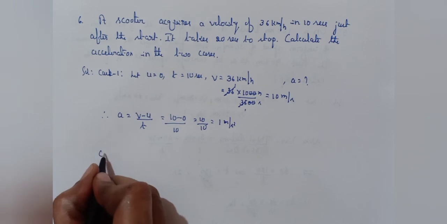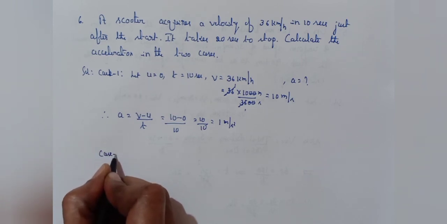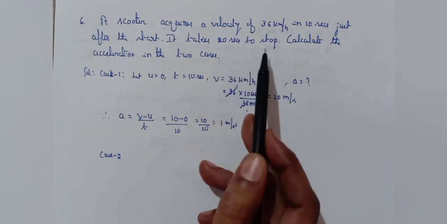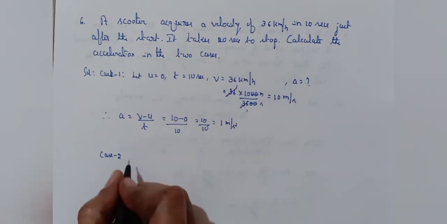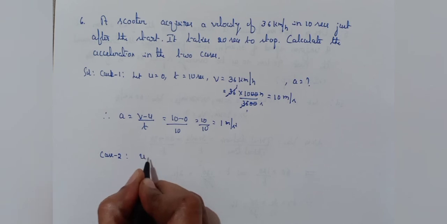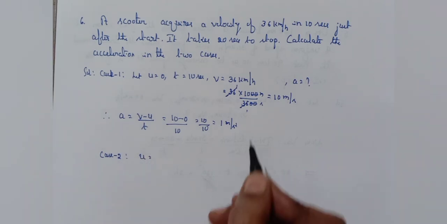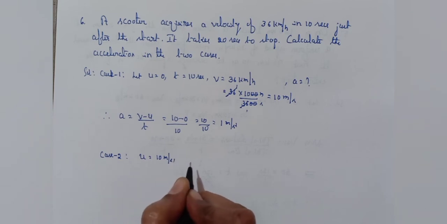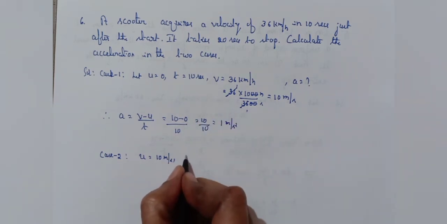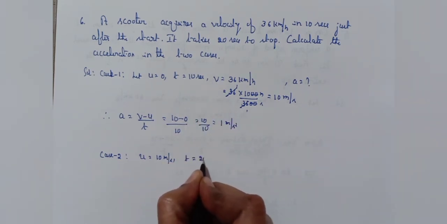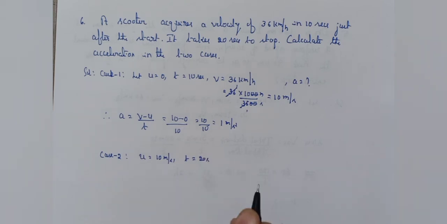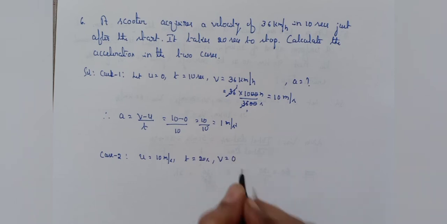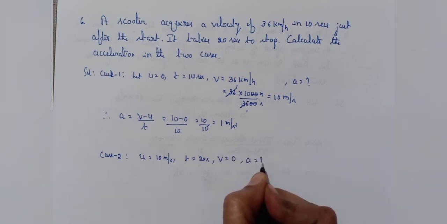In the second case, case 2, the scooter takes 20 seconds to stop. It means here the initial velocity we will consider as 10 meter per second, and then the time is 20 seconds. After 20 seconds it comes to rest. It means the final velocity is 0. Find out the acceleration.